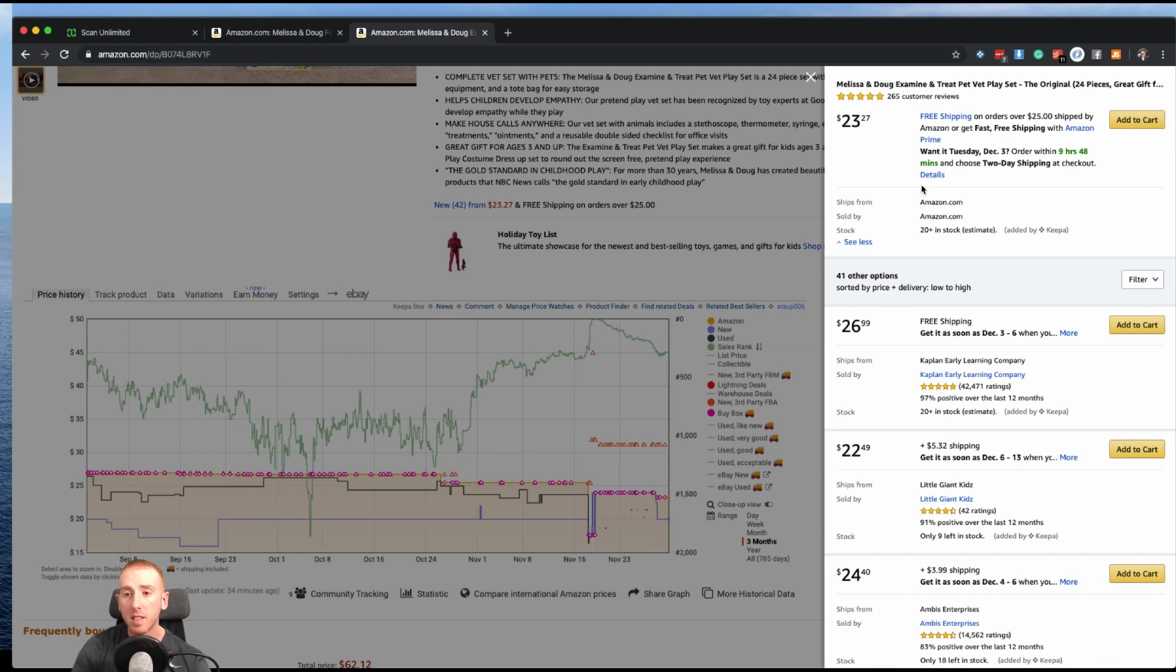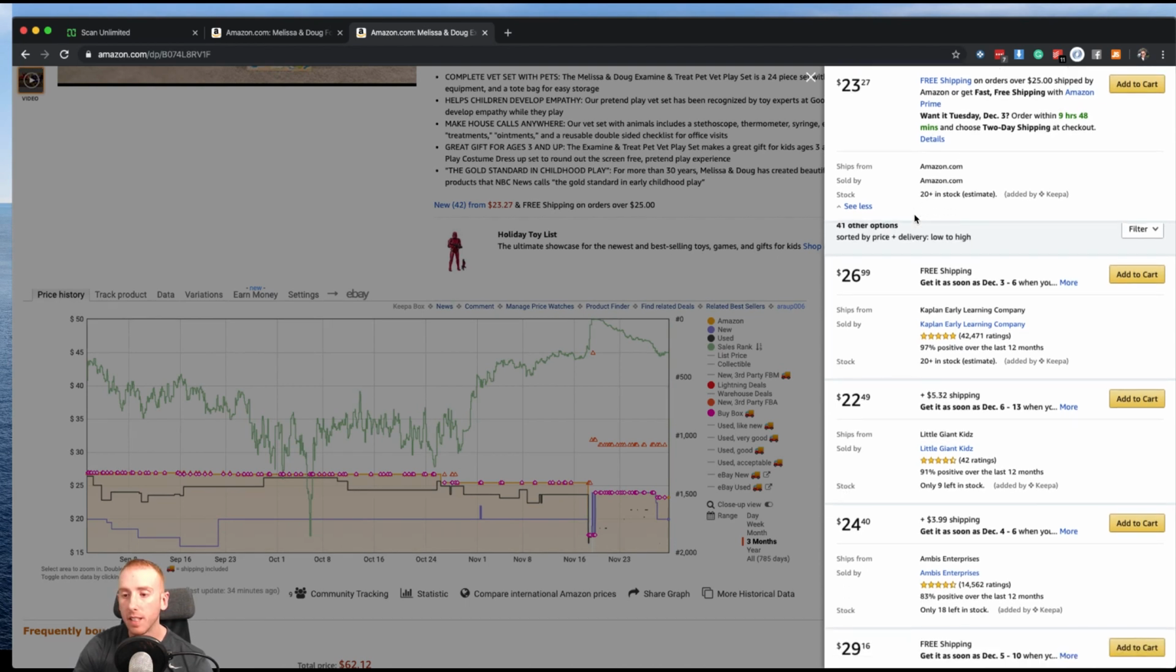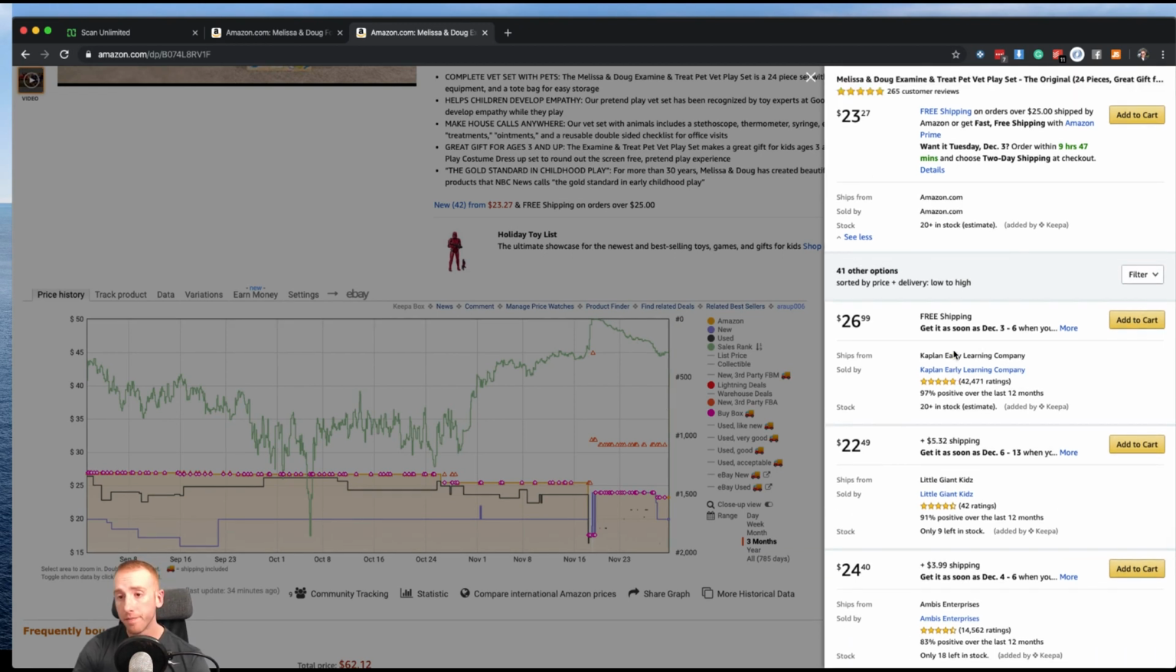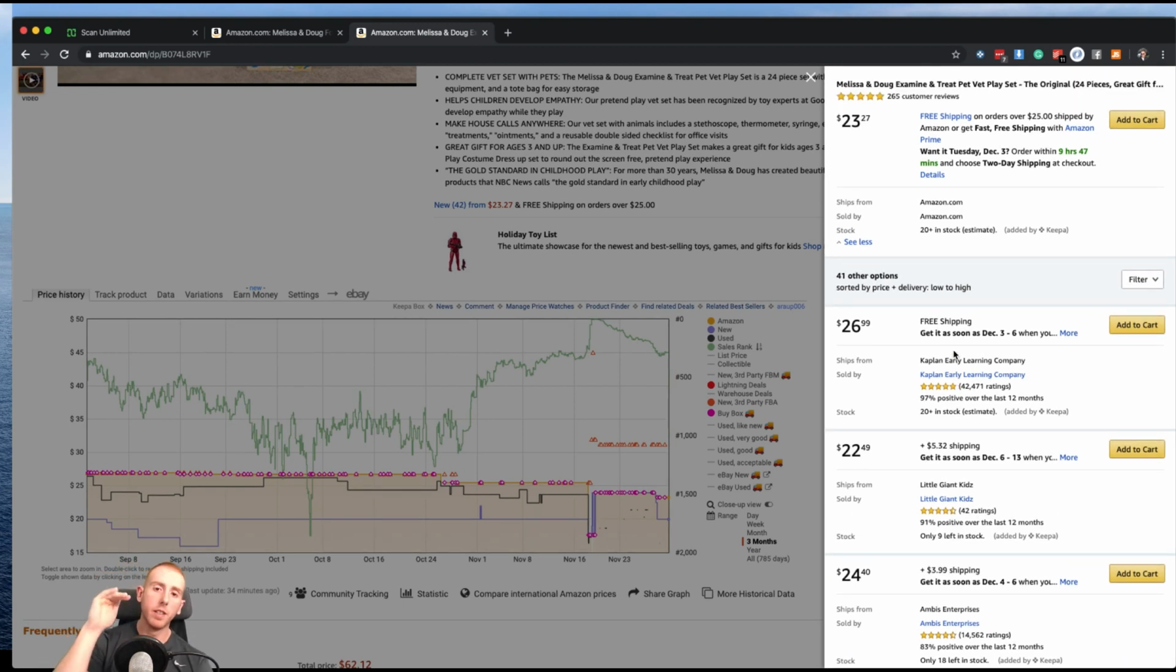So I see that Amazon's in the buy box position at $23.27, and then the next person is $26.99, but they are merchant fulfilled, so ships from the seller account, sold by the seller account. So in this case, let's go down the tier system. So number one, price. If you're going to compete on this item, you would have to be at least 23.27 in order to take the buy box.